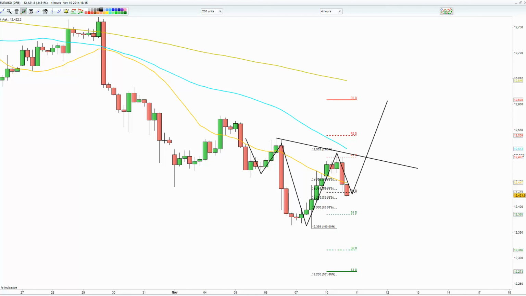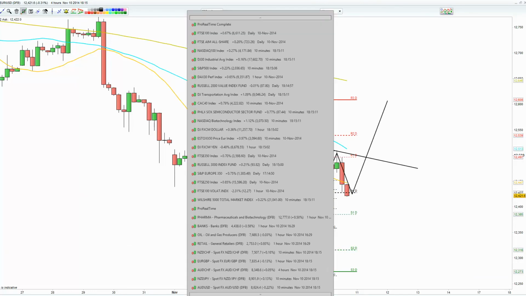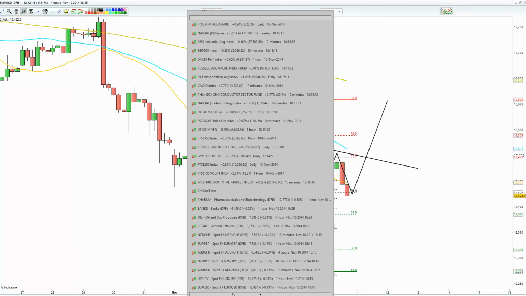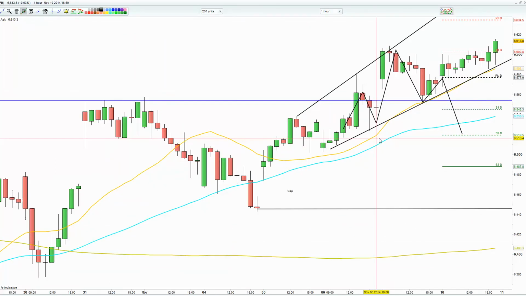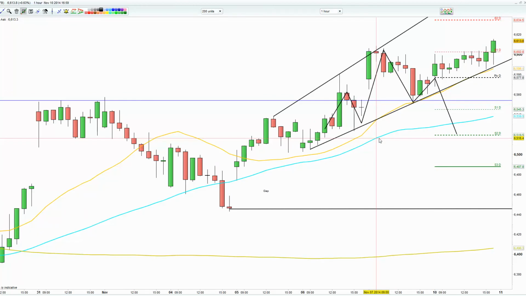Bring up my chart on the FTSE, 10-minute chart. Okie dokie, so I'll be discussing this as well. So the FTSE chart on a 60-minute basically looks like it's into a double top pattern.